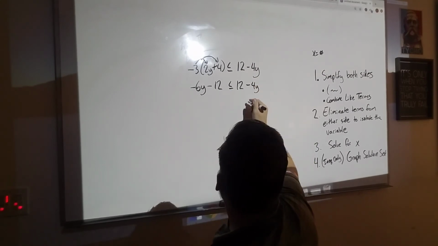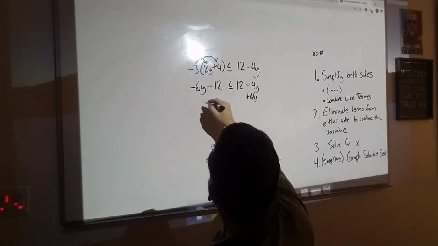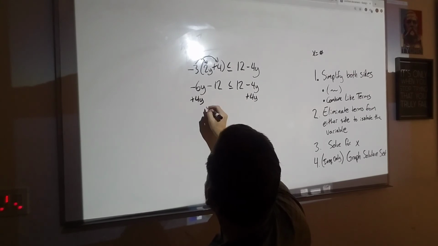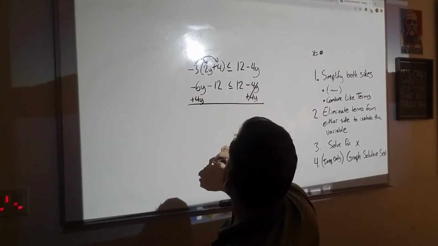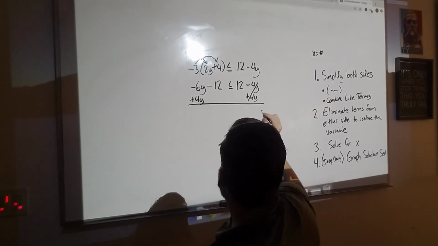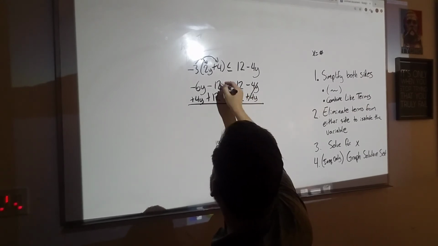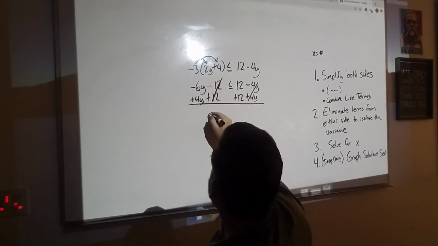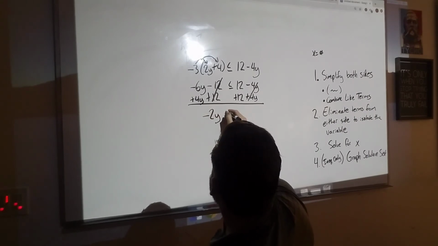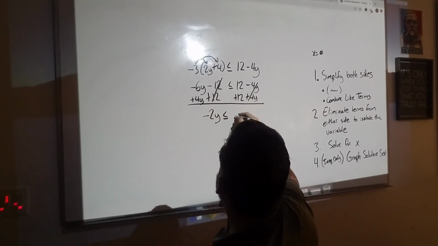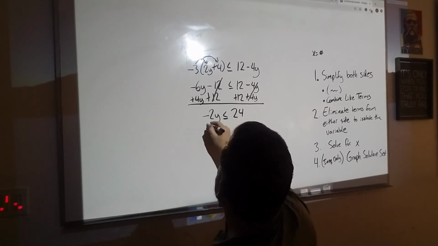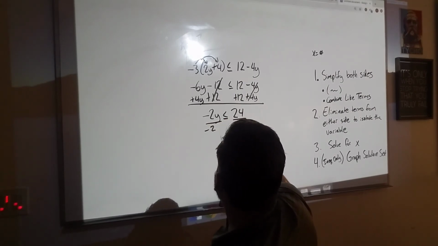I'm going to eliminate terms from either side. Again, I usually like having my variable on the left side, so I'm going to eliminate the y's from the right. And you know what? I can also go ahead and get rid of this negative 12 all at the same time. So negative 6 plus 4 is negative 2y is less than or equal to 12 plus 12, which is 24. Now I need to divide by negative 2.